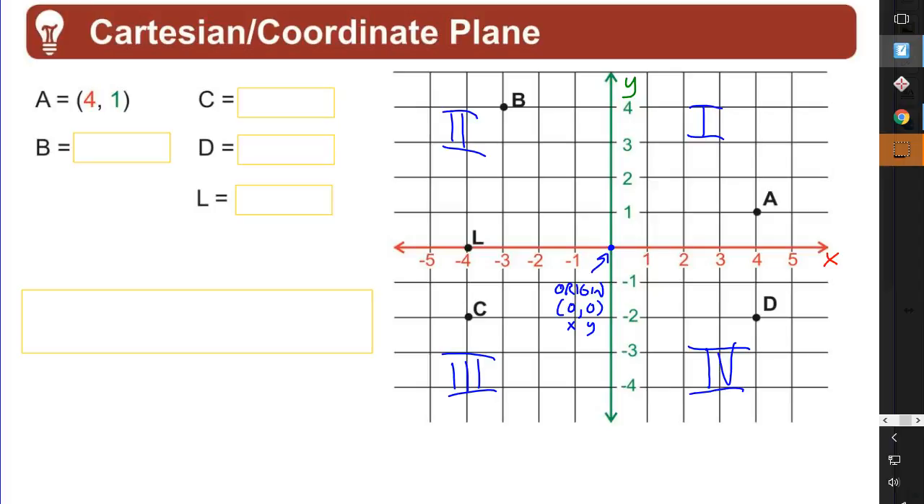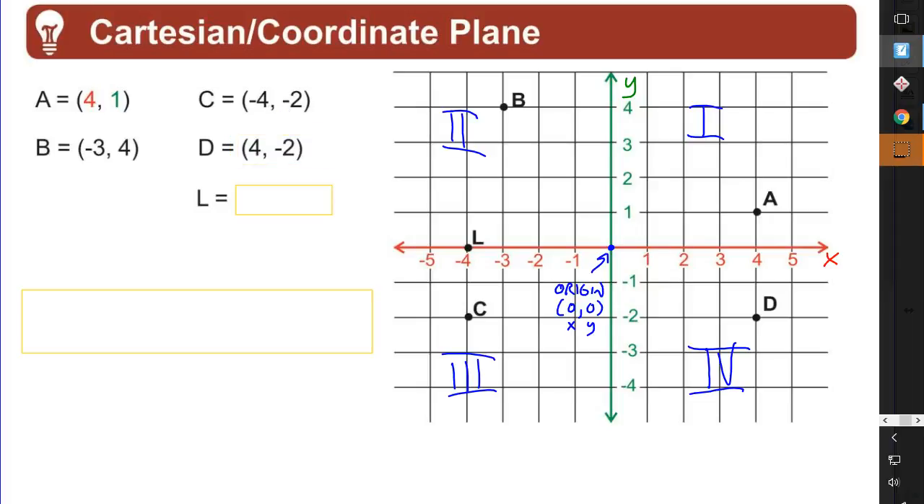Okay, how about B? B is located in quadrant 2. Do you see it there? All right, and so what are the coordinates of point B? Hopefully you're thinking (-3, 4), right? It's really important that you think as we go through these. That'll help you out. All right, so let's just fly through these. Point C is in quad 3, and its coordinates are, hopefully you're thinking, (-4, -2). Point D is in quad 4, and its coordinates are, hopefully you're thinking, (4, -2).